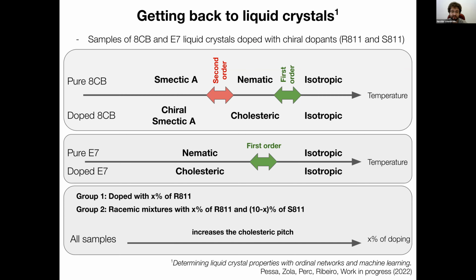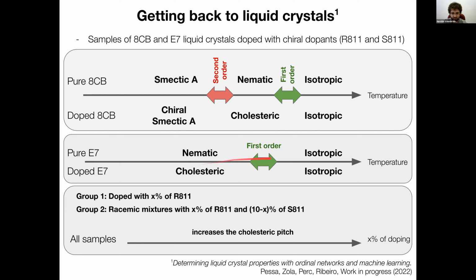In this case, as I told you before, we will be talking about experimental textures, obtained from samples of these two liquid crystals, the 8CB and the E7 liquid crystals. And these two materials, we also doped with two chiral dopants, these two compounds here, the R811 and the S811.